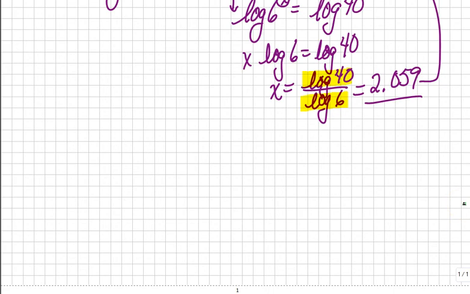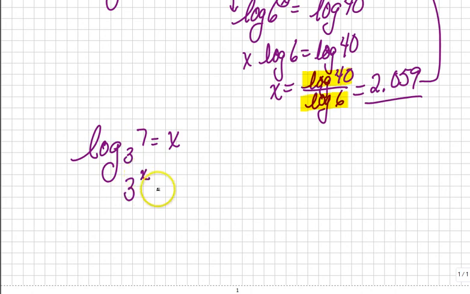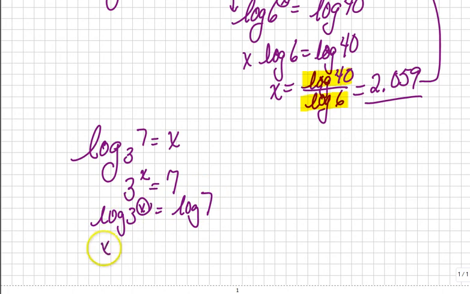Let's take a look at another one like that. Let's go the log of 7 base 3 equals x. Again, first step, write this as an exponential equation. 3 to the x equals 7. Take the log of both sides. The log of 3 to the x equals the log of 7. Use the power property. Pull the x down front. x log 3 equals log 7. Divide both sides by log 3. Log 7 over log 3.